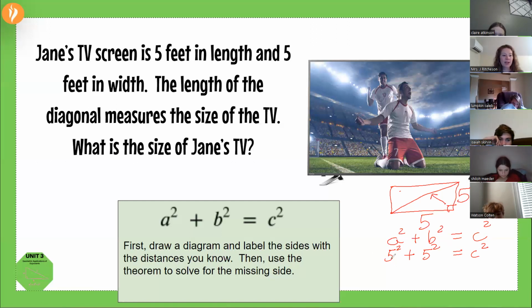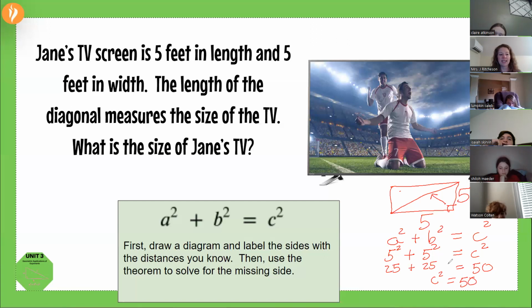25, thank you. 25 plus 25. What is 25 plus 25, everybody? 50. So is the diagonal 50 feet? No, it's c squared. So if c squared is 50, how do we know what c is?